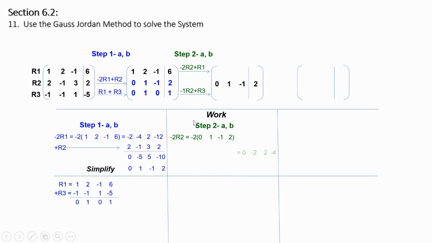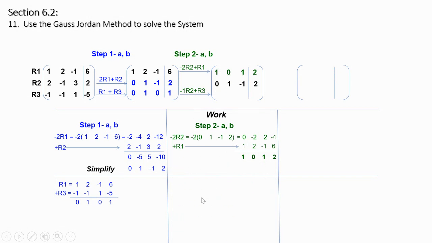And here's the work. Okay. So after I multiply negative 2 times row 2, it's going to give us 0, -2, 2, and -4. Then when I add it to row 1, we get 1, 0, 1, 2. So that's my new row 1.